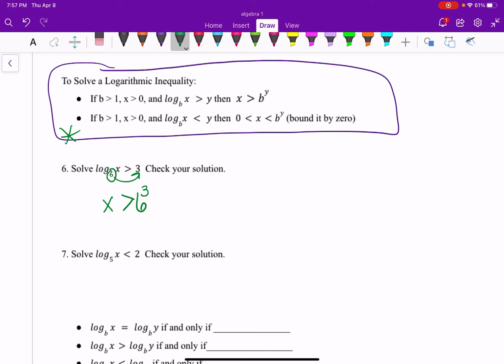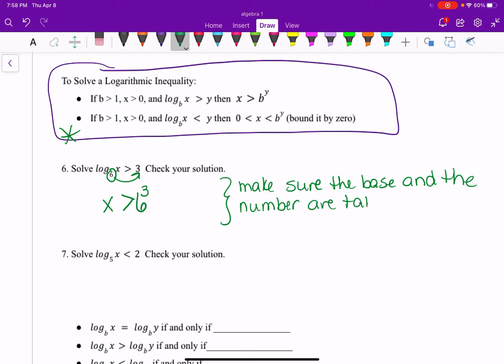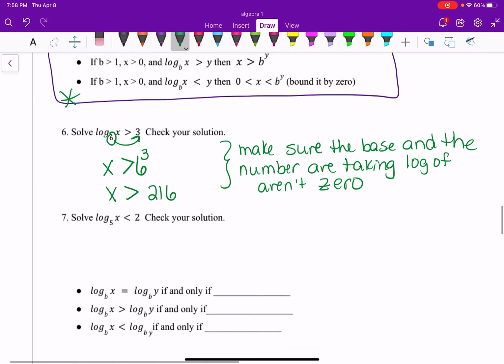One of the things that it says up here is you got to make sure the base and the number you are taking the log of, the one right next to the base, let me write this so you can see what I'm saying. You got to make sure they aren't 0, because you can't do that. Okay? So then in this case, we have x is greater than 6 to the 3rd. Calculator, 6 to the 3rd is 216. Okay? All right, let's solve this one.